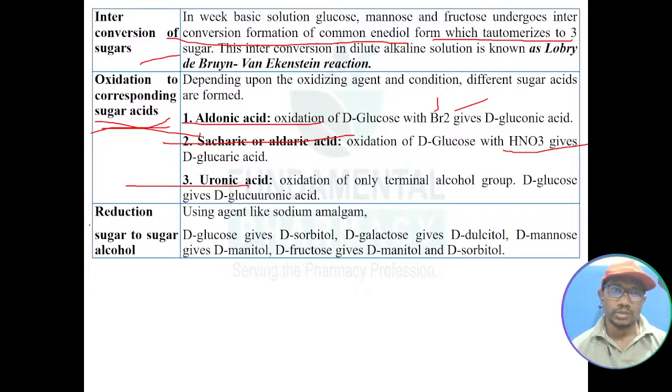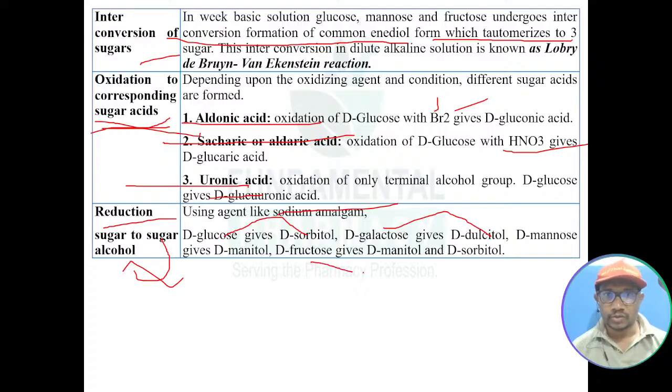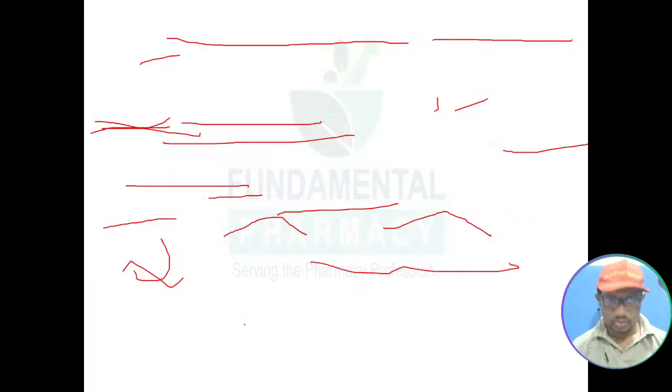Means if glucose is oxidized and the terminal alcohol group is oxidized, that will give you glucuronic acid. Glucuronic acid is very important in the body. Reduction means sugars are reduced by sodium amalgam to the respective alcohol. The sugar is reduced and an alcohol forms. So glucose on reduction forms sorbitol. Galactose after reduction will give you dulcitol. Mannose will give you mannitol. Fructose will give you mannitol and sorbitol. We have seen this yesterday.